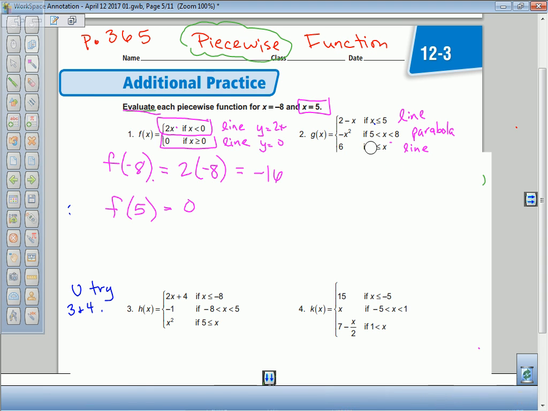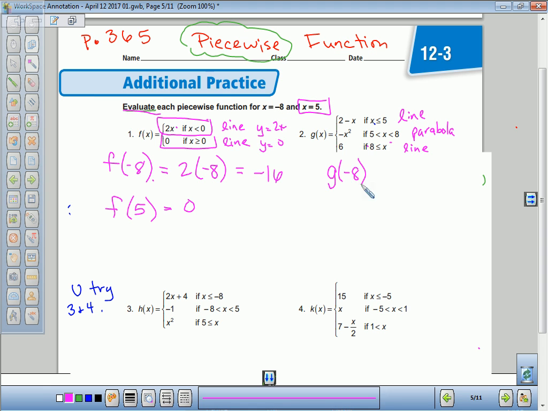Okay, so that is this function g of x. The first thing we're going to do is evaluate that function where x has a value of -8. Do I plug that into the top, the middle, or the bottom piece of the function? The top. So it's 2 minus -8, which is 10.